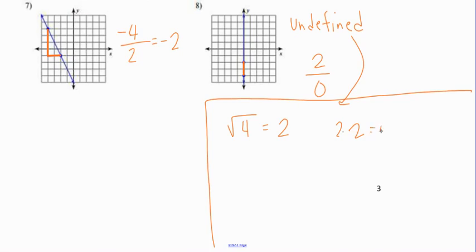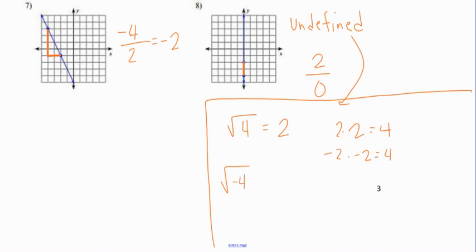Can you think of another solution to the square root of 4? It would be negative 2 times negative 2. That also yields a positive 4, right? So technically the square root of 4 is 2 or negative 2. Both conditions work, right? What if I had this, the square root of negative 4?